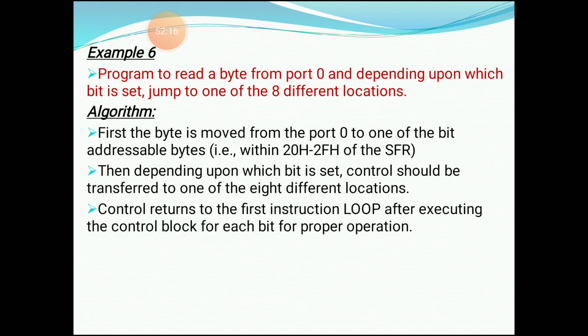Now let us see another program. This program reads a byte from port 0, and depending upon which bit is set, jumps to one of the 8 different locations. Here the algorithm is, the byte is moved from port 0 to one of the bit addressable bytes. We know that the bit addressable memory is 20H to 2FH. Then depending upon which bit is set, the execution control should be transferred to one of the 8 different locations. The control returns to the first instruction, loop, after executing the control block for each bit for proper operation.